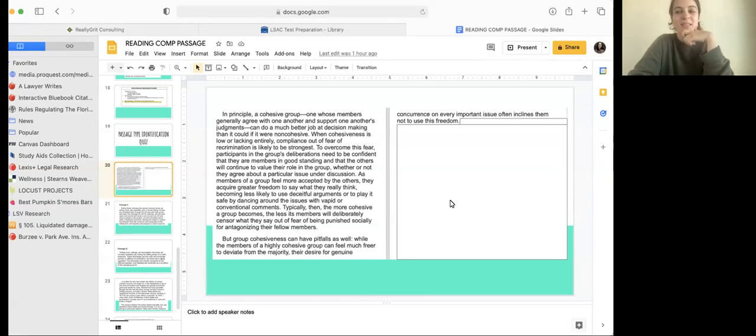Okay, we have about 2 more minutes, so read this and then try to, in the chat, I put in the directions, identify what type of passage this is, and then what is the thesis or what is the topic being debated.